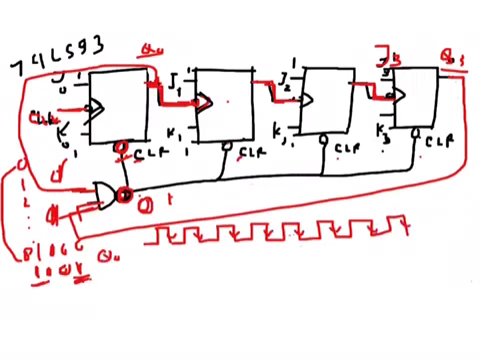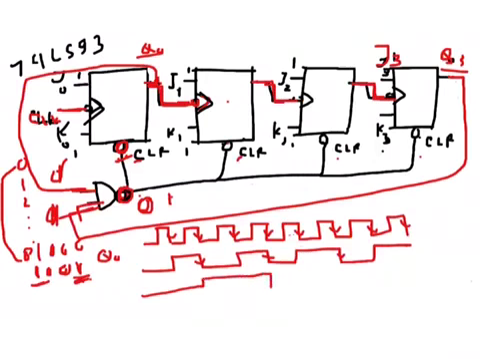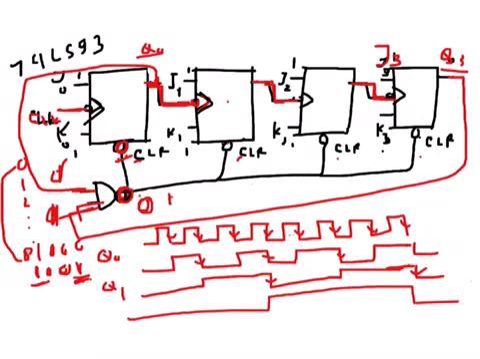So Q0 will be like that, it starts from 0, this is Q0. Q1 will be like that, since Q0 is becoming the clock for Q1. Q1 will be the clock for Q2, so Q2 will be like that, and of course Q3 will be there.